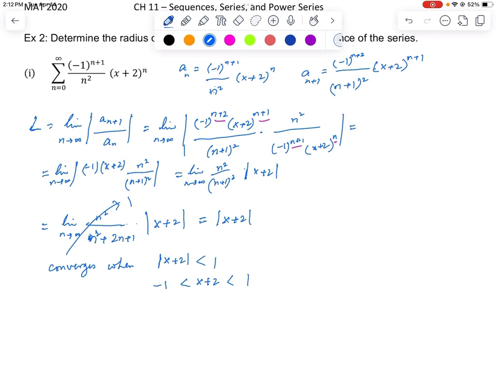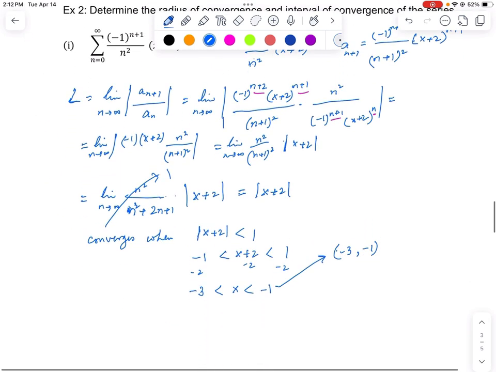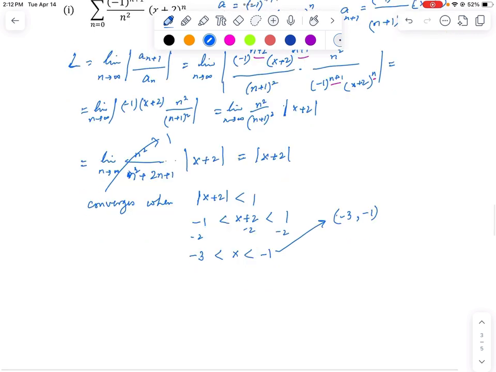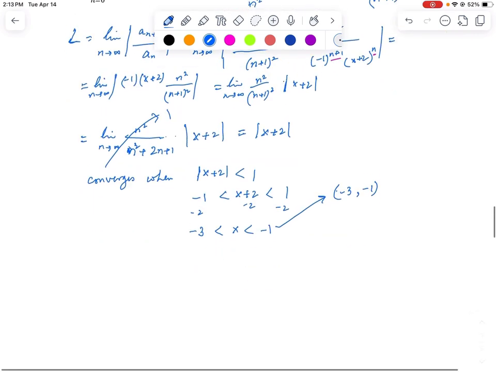Now remember, we want to find the values for x, so I will subtract this 2 from all the places. So we end up getting negative 3 is less than x is less than negative 1. Okay, so what is the interval? Well, we are not going to call it interval of convergence, but our interval is negative 3 to negative 1. This is the interval we got from the ratio test. So now what are the endpoints? So endpoints are negative 3 and negative 1. So now we check the convergence on these points individually.